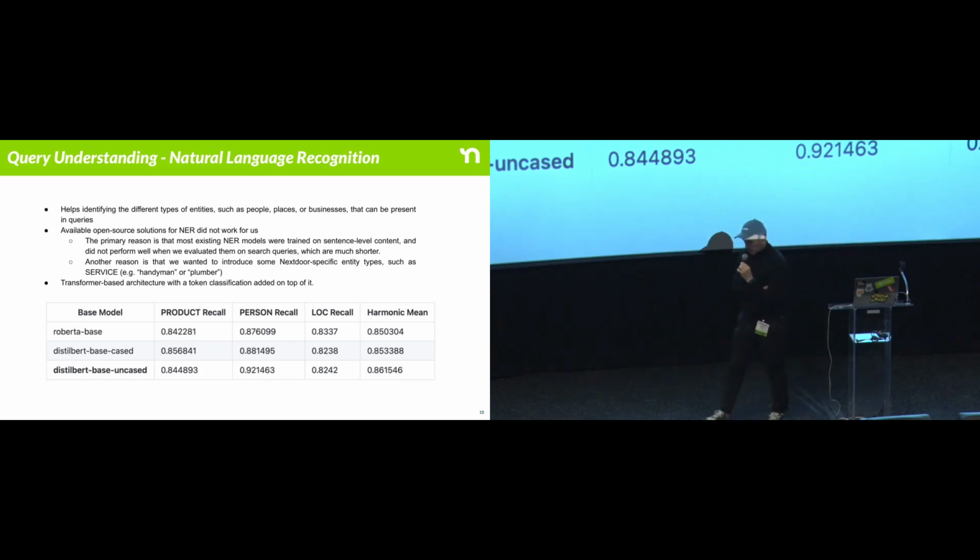So we did leverage a bunch of architectures that we found available online. We tried RoBERTa, DistilBERT, both cased and uncased, and the best model that showed for us is DistilBERT uncased, which had the best harmonic mean. We did make some changes on that model. We added a dense layer on top, so we can have the proper classification for the entities that we care about.